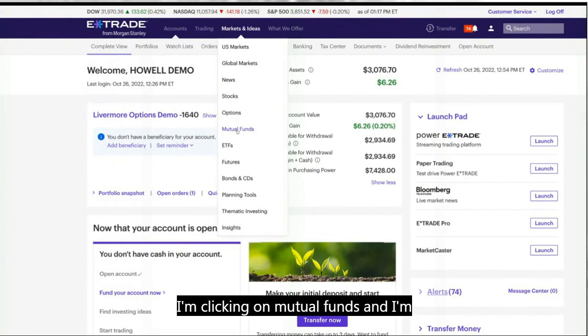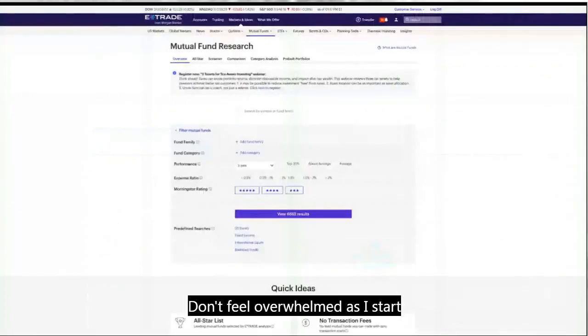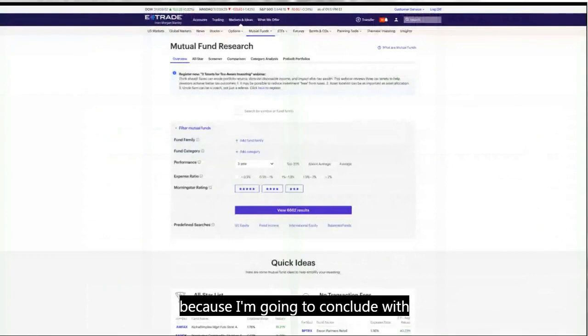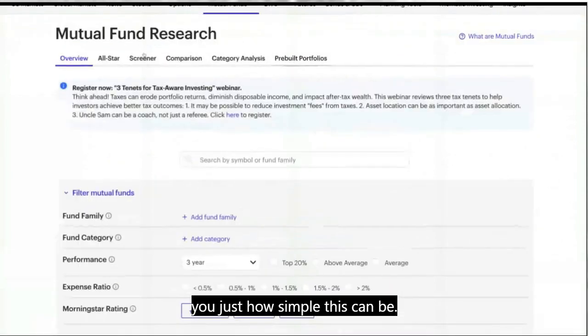I'm clicking on mutual funds, and I'm going to go through a process here of showing you some things. Don't feel overwhelmed as I start, because I'm going to conclude with pre-built portfolios and showing you just how simple this can be. First of all, we have thousands of mutual funds to select from. That right in and of itself is daunting. How do I pick which one I want?